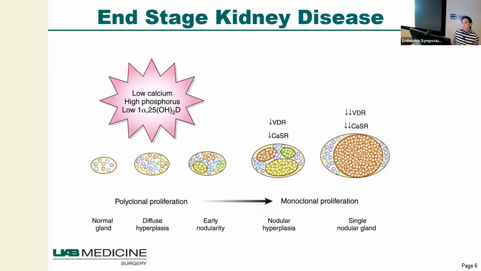And over time, that process then becomes nodular, and then the parathyroid glands become a little bit resistant to vitamin D and calcium. When you start to have adenomatous changes, those vitamin D and calcium sensing receptors are non-responsive to parathyroid glands, so you start to get autonomous function.